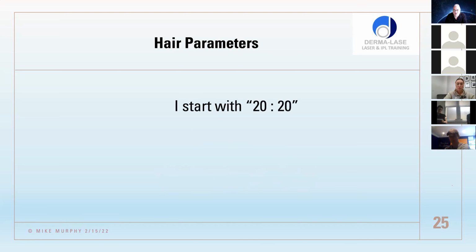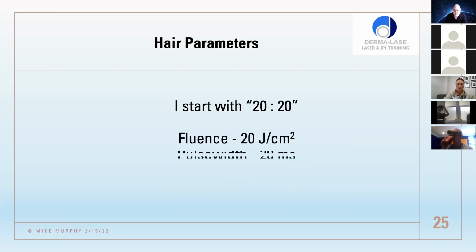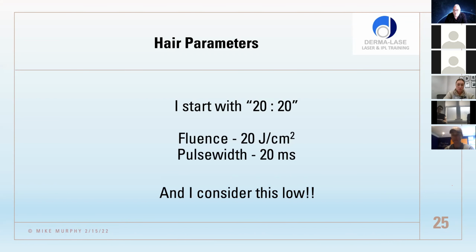I personally always start with 20/20. That's my vision. A 20 joule per square centimeter fluence and a 20 millisecond pulse width. And I've got to say that I think that's low, but it's a good starting point because I know I'm not going to damage anything. Now, I often see, all the time I see this, people who've got machines and they're told, yeah, use a fluence of 10 or 11 or 12. And I hear this and I think, you're wasting your time because all you're going to do is just tickle the follicles. You're going to kill some of the germ cells, but a lot of them are going to survive because you're not cooking them.